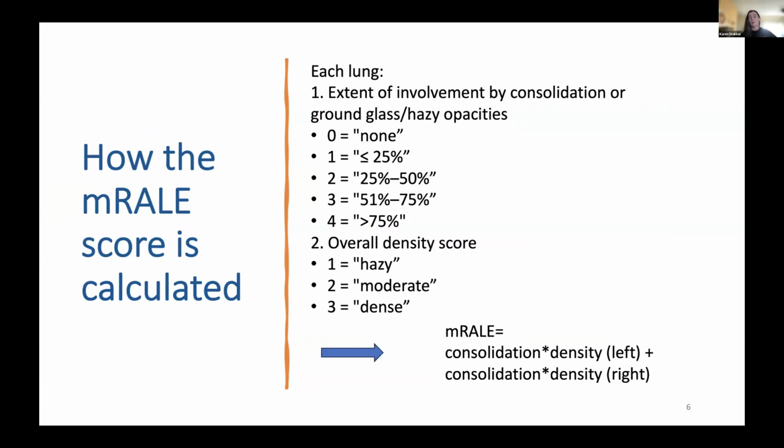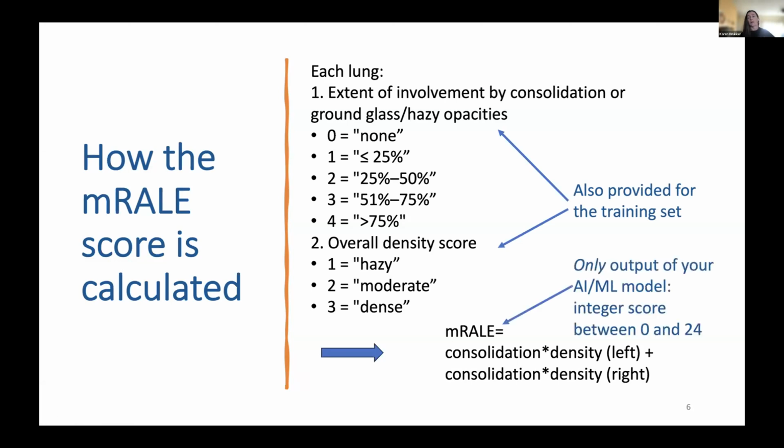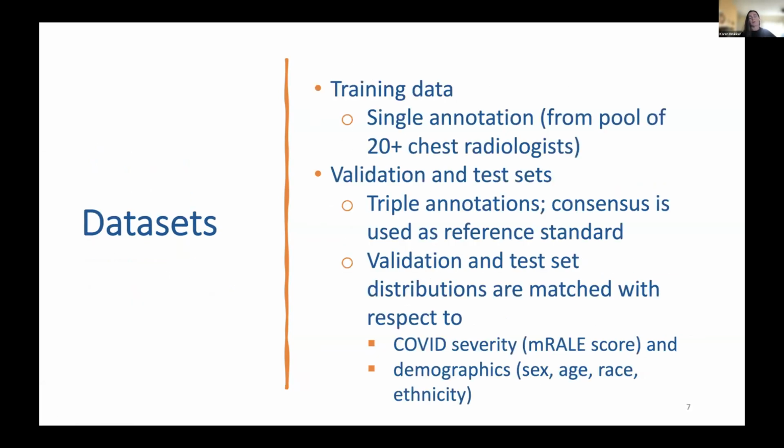Now you'll see that if you download the training cohort annotations, these are also provided for the training set, just in case it's useful for your training. However, the mRALE score itself is the only output that your model should return, which is an integer score between 0 and 24.